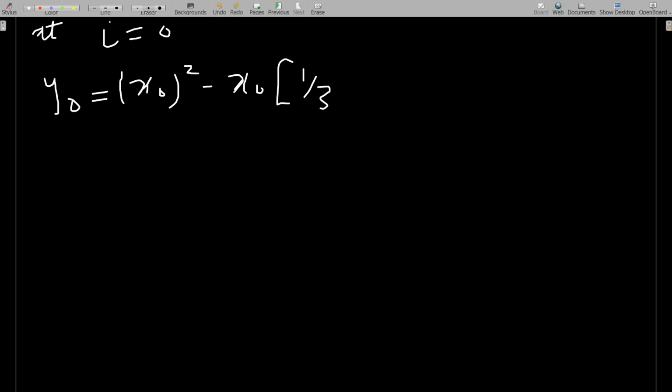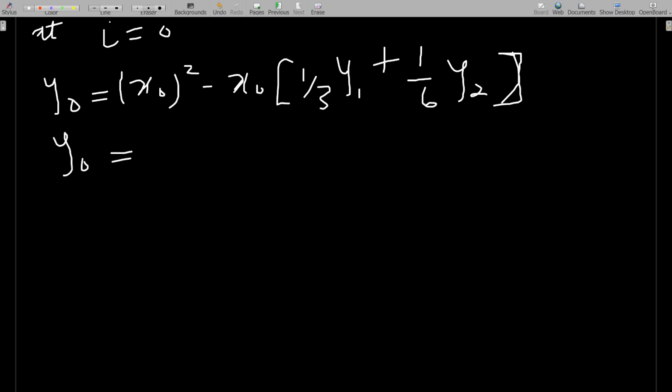Okay, let me write it well. y1, then plus 1 over 6 y2. And what is x naught? x naught is 0 from the table, so I have y naught being equal to x naught 0 squared minus 0 times this, so I have 0. Okay, so y naught is 0 now, and we are safe. So equation 1, let me name it like that.